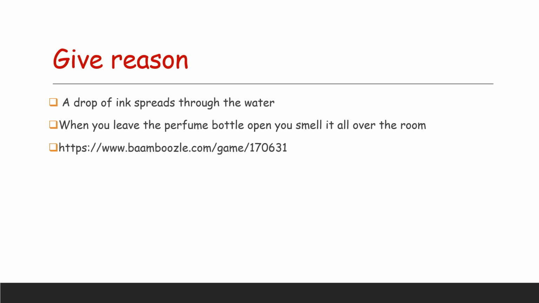Thank you. Esther, why when you leave the perfume bottle open, you smell it all over the room? If you leave it open, you will smell it all over the room. I'm asking why. Because the molecules are in motion. Yes, in continuous motion. They are moving all over, so that's why they spread and we can smell them. Yes, very good.